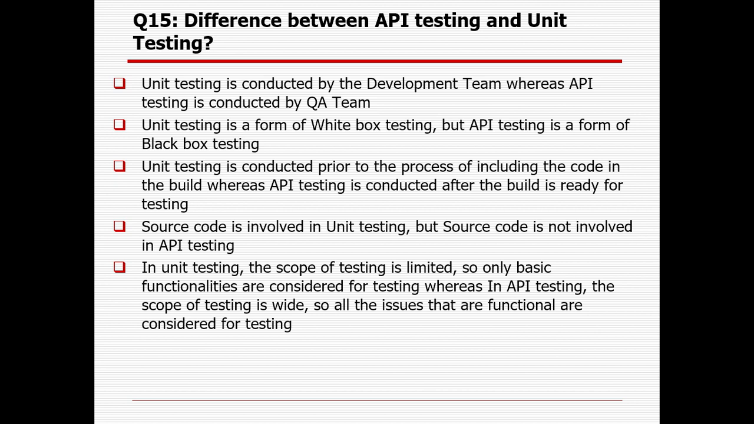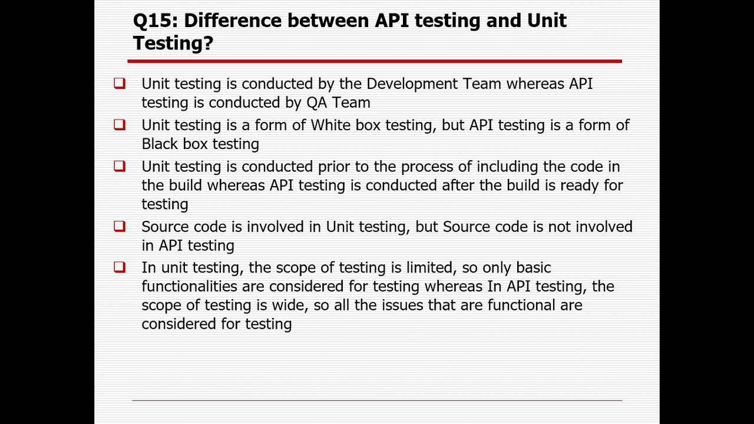Unit testing is a form of white box testing, but API testing is a form of black box testing, where you need not go through much coding knowledge. Unit testing is conducted prior to the process of including the code in the build, whereas API testing is conducted after the build is ready for testing.